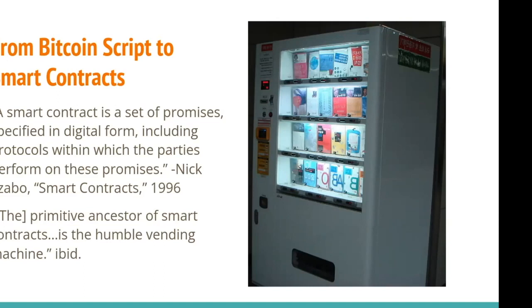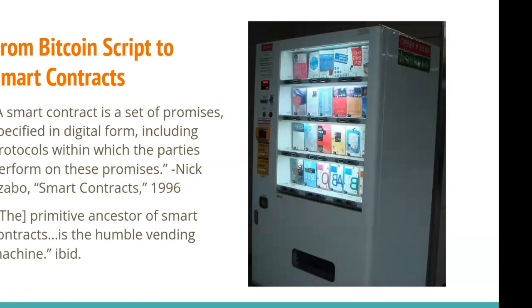But then this second part, including protocols within which the parties perform on these promises, uses some weird grammar. Sometimes I wonder if English might have been Nick Szabo's second language. But another way to express this is that software enforces the rules. Software enforces the contract. Your wallet will do it, or the network of nodes will execute the contract. So a smart contract is a digital contract that's enforced by software.